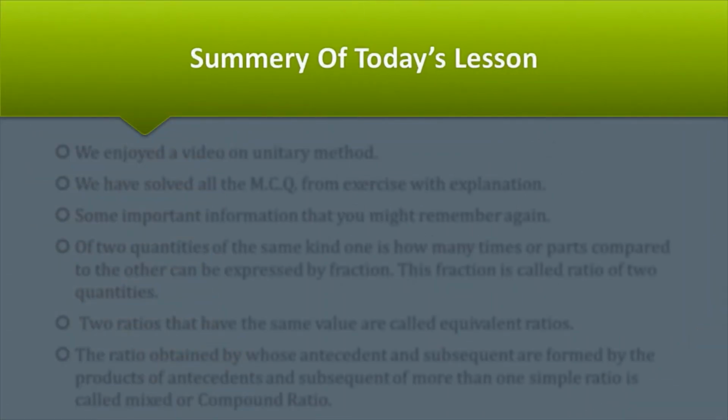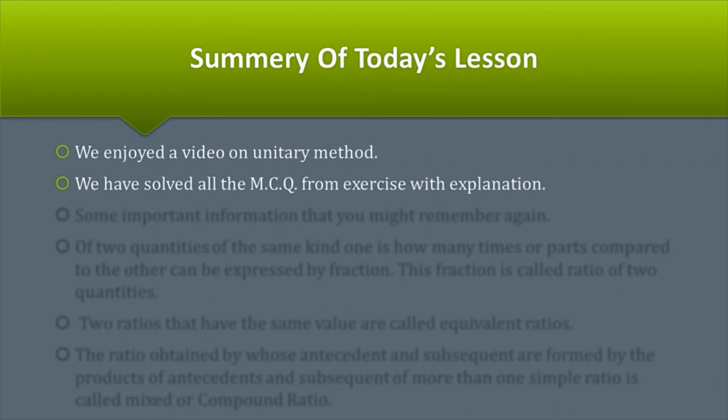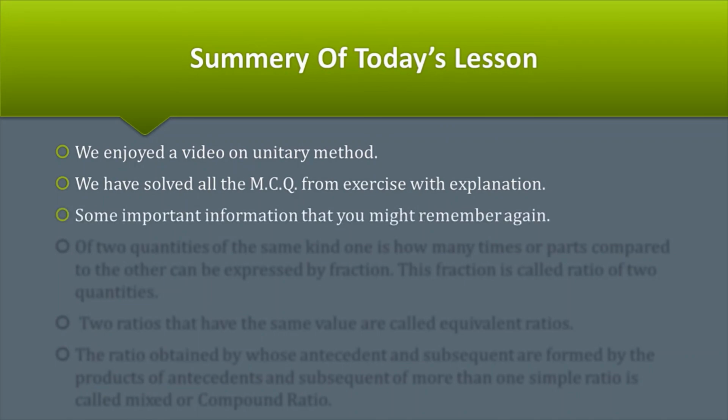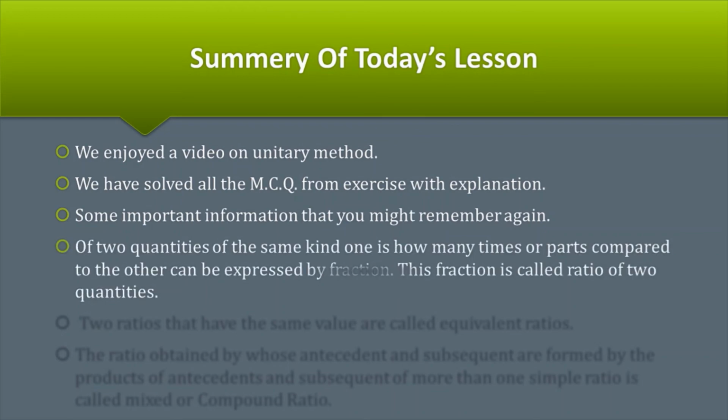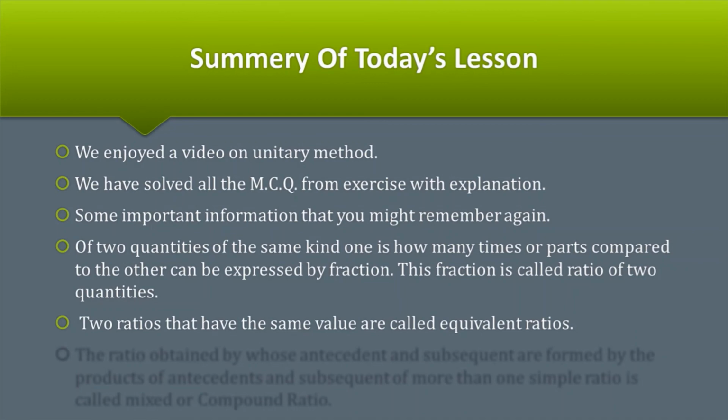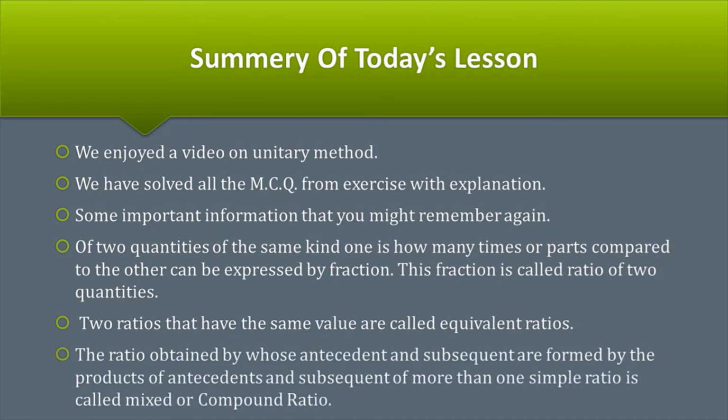So, summary of today's lesson. We enjoyed a video on the unitary method. We solved all the MCQs from the exercise with explanation. Some important information that you might remember again. Of two quantities of the same kind, how many times or parts one is compared to another can be expressed by a fraction. This fraction is called the ratio of two quantities. Two ratios that have the same value are called equivalent ratios. The ratio obtained by taking the antecedent and subsequent formed by the products of the antecedents and subsequents of more than one simple ratio is called a mixed or compound ratio.